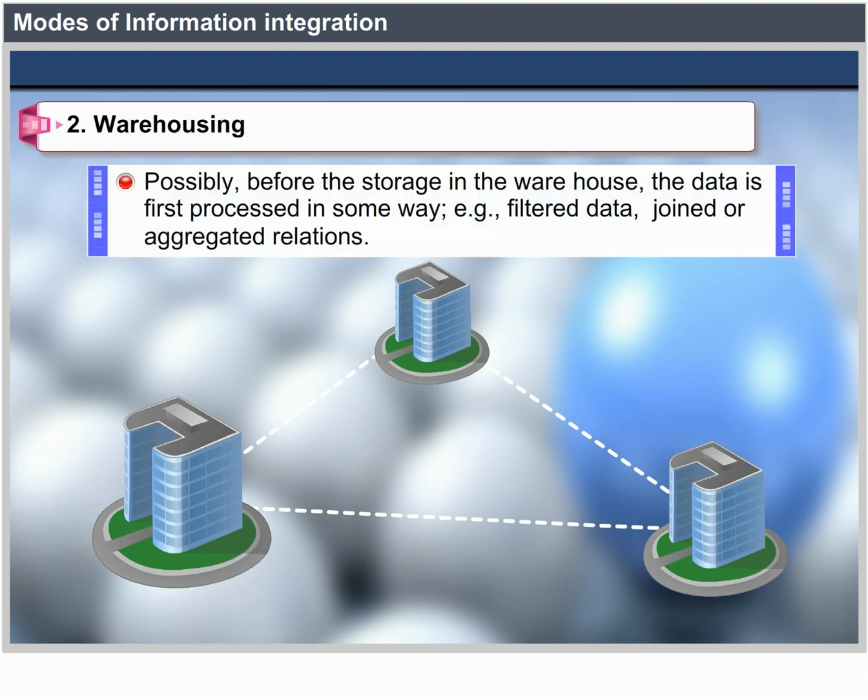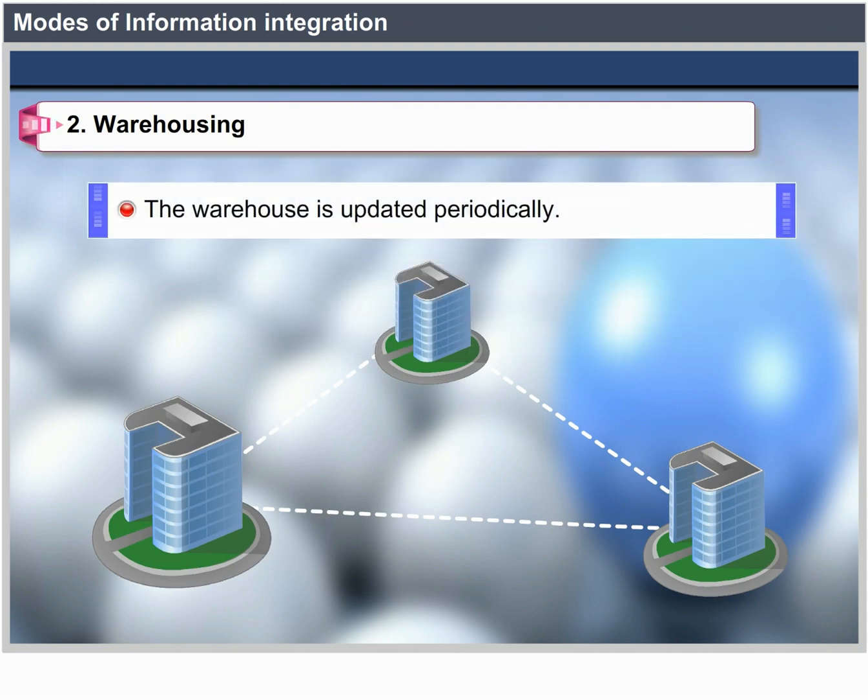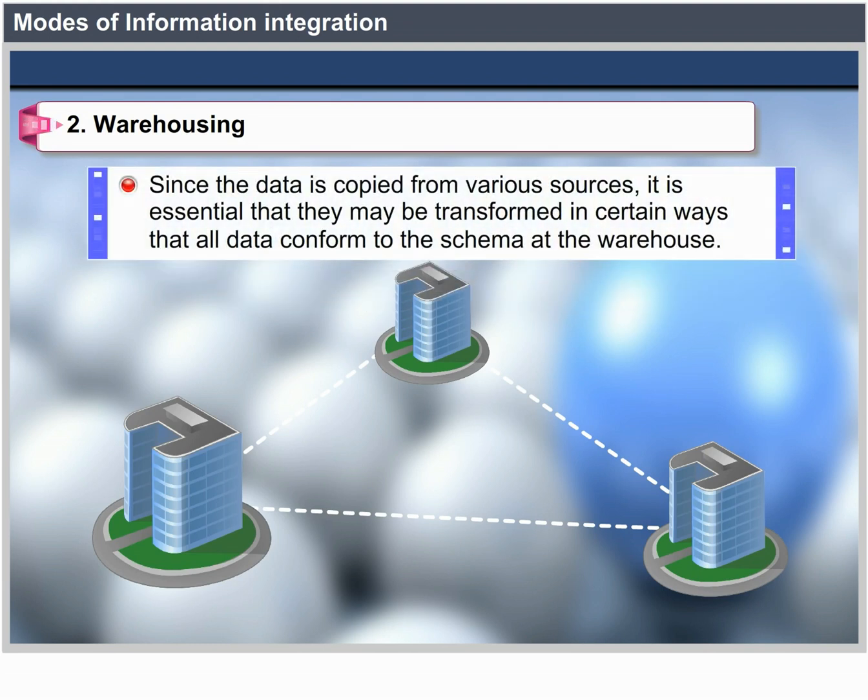Possibly, the data stored at the warehouse is first processed in some way before storage. For example, data may be filtered and relations may be joined and aggregated. The warehouse is updated periodically, perhaps overnight. As the data is copied from the sources, it may need to be transformed in certain ways to make all data conform to the schema at the warehouse.